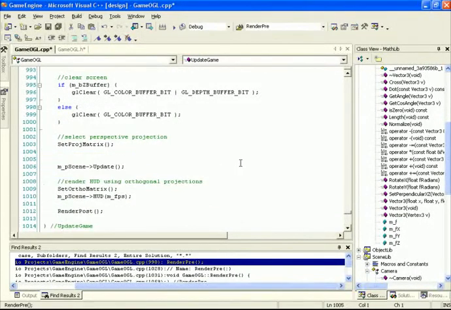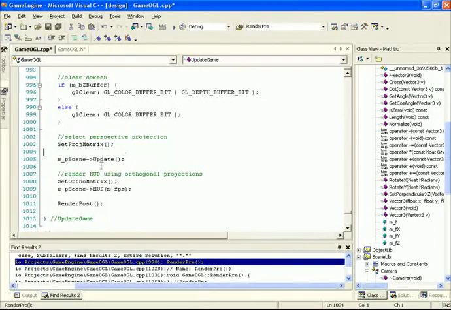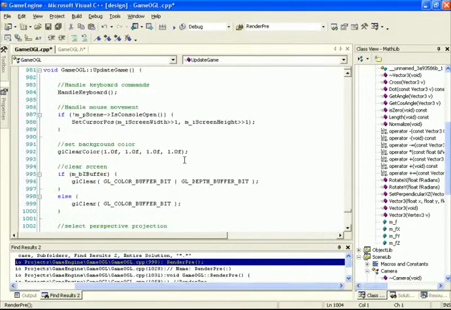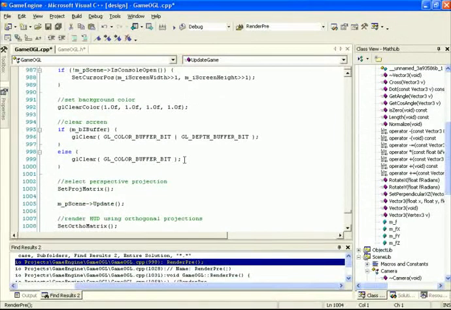After we set up the projection matrix, we're going to call the scene's update, and then after updating everything in 3D, we're going to change to 2D, render the HUD, and do all the cleanup stuff. This is our new update game function call. Now let's go and modify our scene.